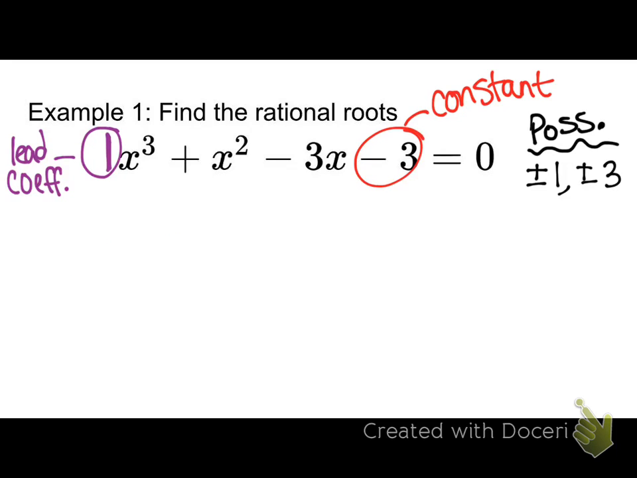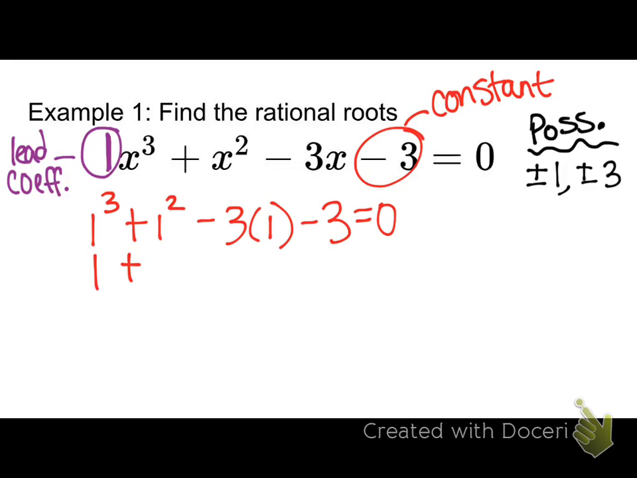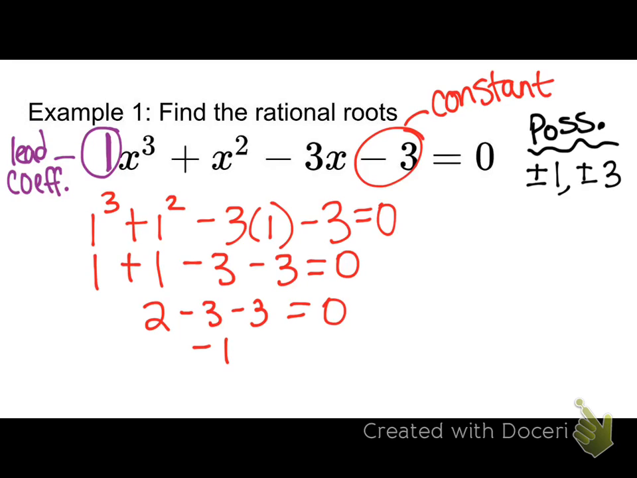Now, it does not matter to me which way you want to go about this. For positive 1, I just want to plug it in, because I think for 1s, it's going to be quicker just to plug it in. So I'm checking positive 1. What's 1 cubed? What's 1 squared? What's negative 3 times 1? What's 1 plus 1? 2. Okay, what's 2 minus 3? What's negative 1 minus 3? Negative 4.